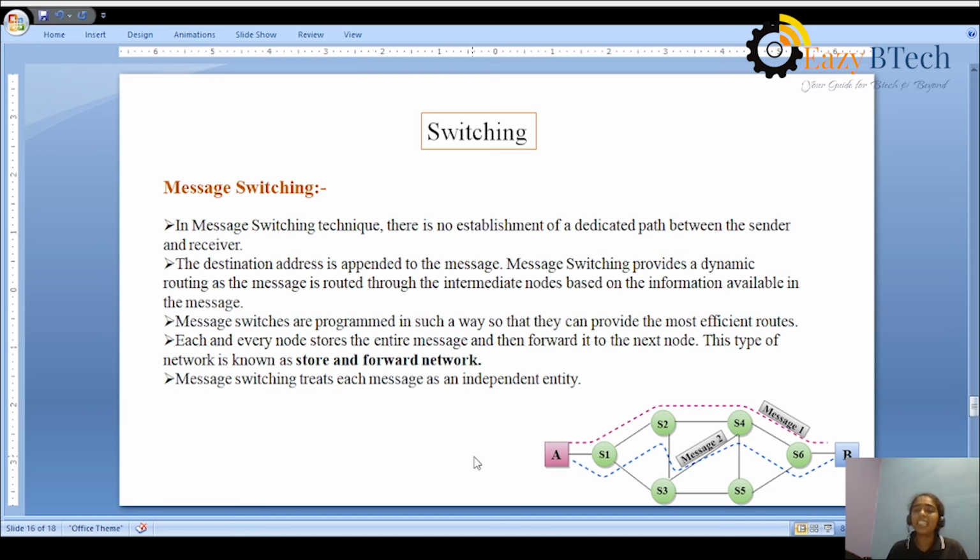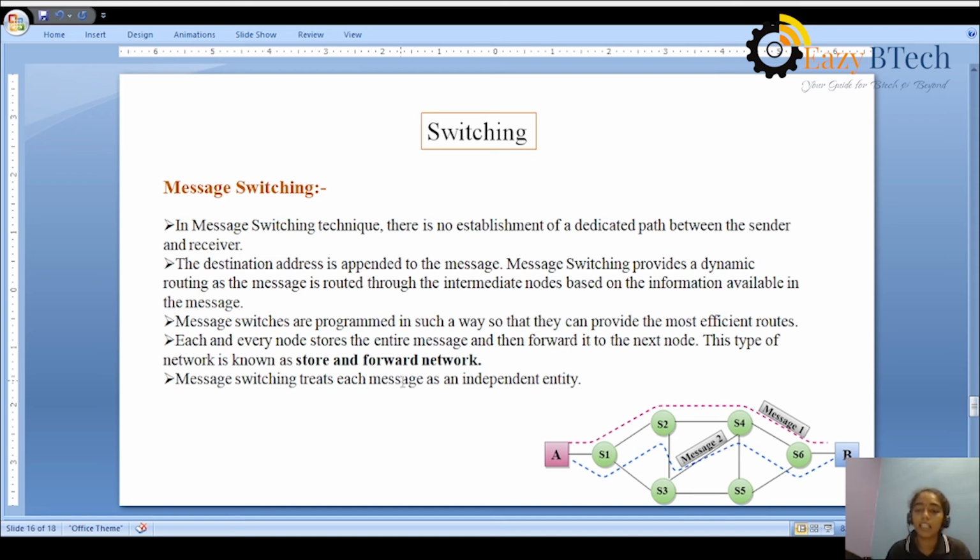It is similar to circuit switching, but in circuit switching only one dedicated path is established by using these circuits. Here in message switching, we establish dynamic paths by using these circuits, and this type of network we can call a store and forward network. Each and every message acts as independent.